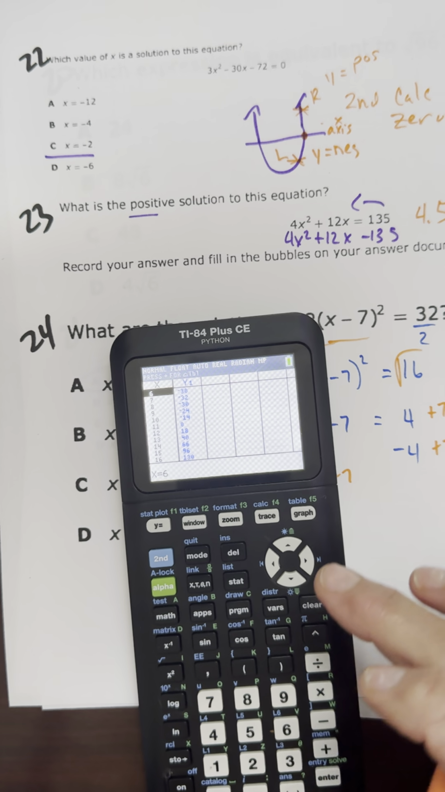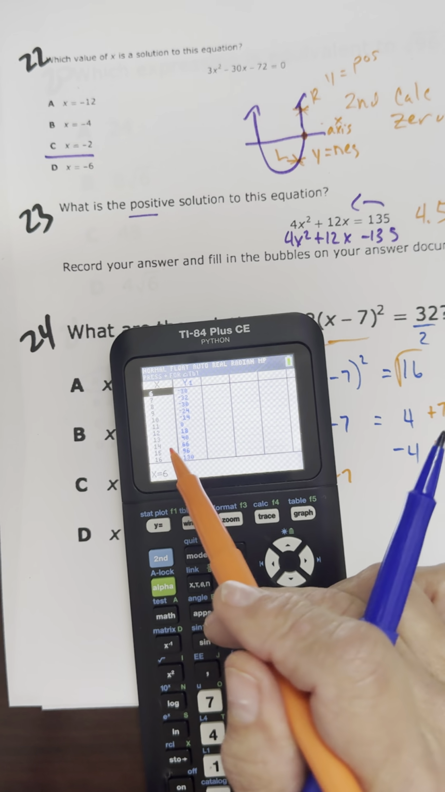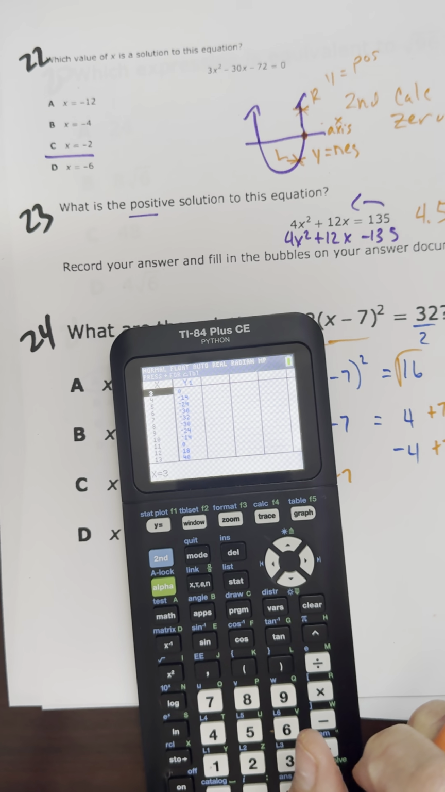Then you can also go to your table. At 11, you have a 0, and at 3, you have a 0.